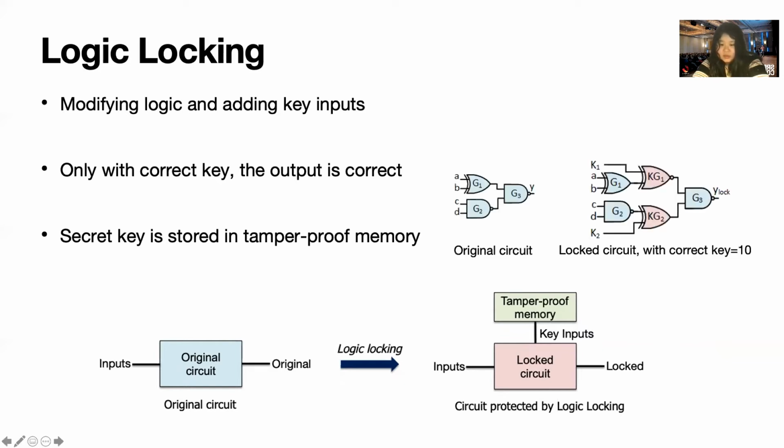Here's an example. For a circuit protected by logic locking, when applying the correct key, for an arbitrary input pattern, the output is always correct. But when applying an incorrect key, there exists an input pattern resulting in wrong output.